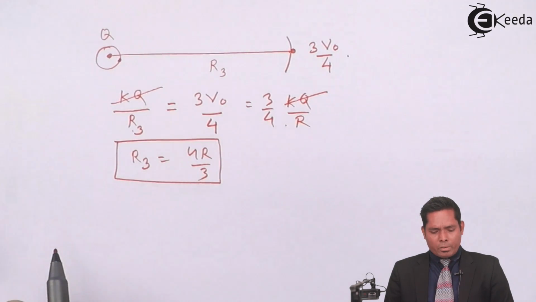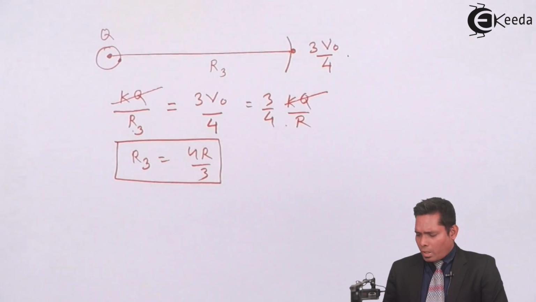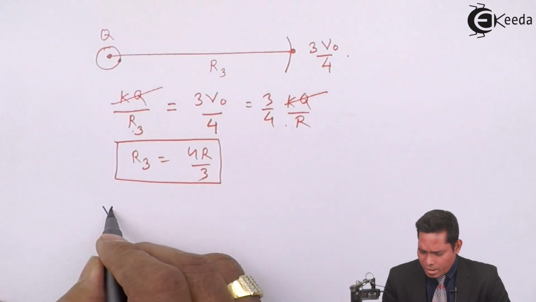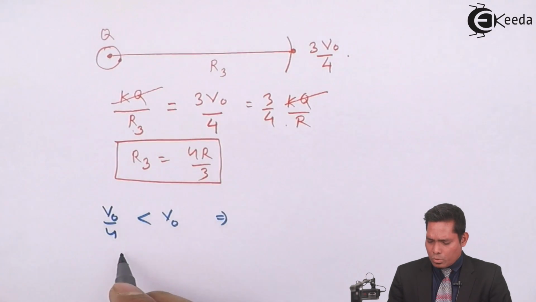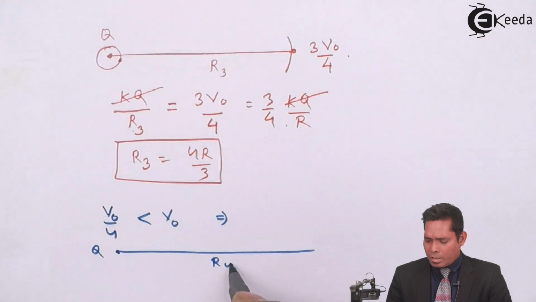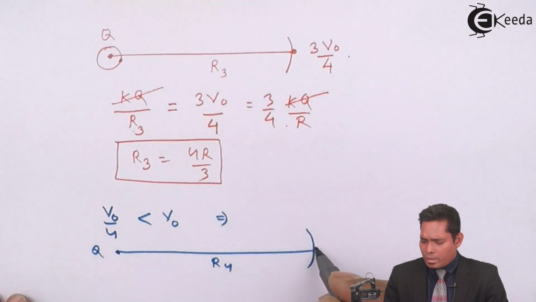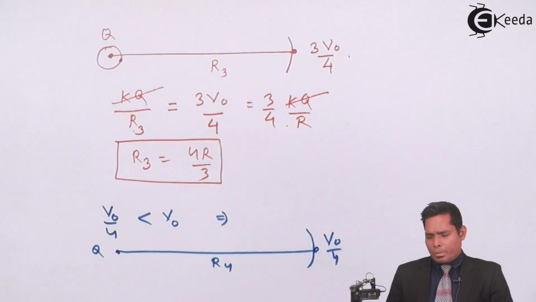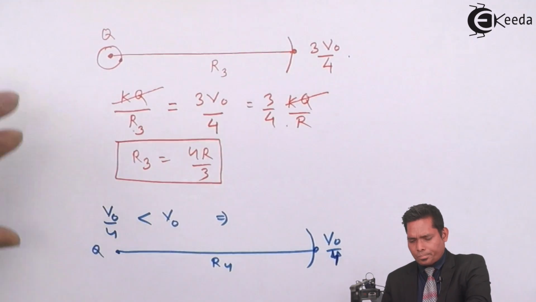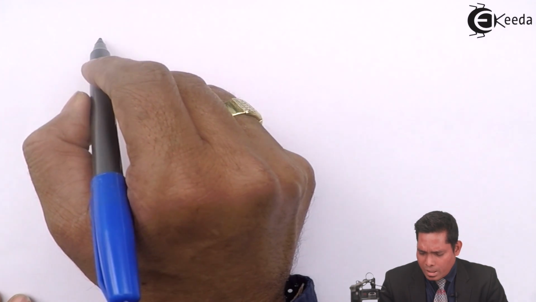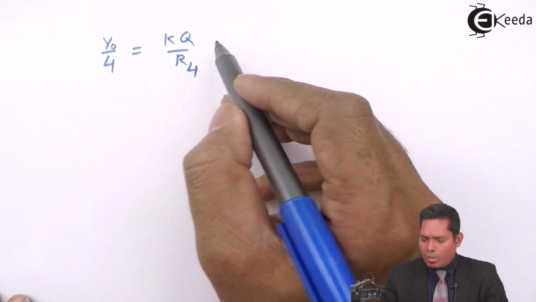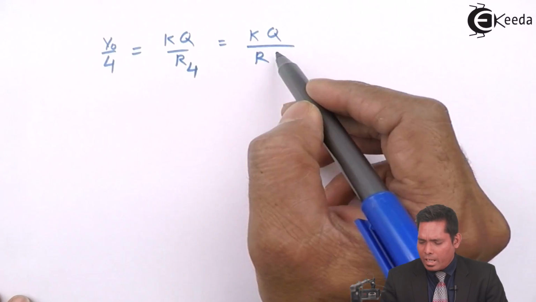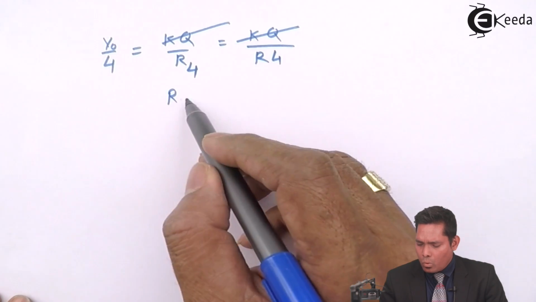Similarly, I have another point which is given as V0 by 4. For V0 by 4, I have another potential surface that is also less than V0. That implies for that point also I'll choose a point charge Q here at a distance, say R4, because that is given in the question. Then here the potential is V0 by 4. I will write the formula that potential V0 by 4 can be written as KQ by R4. V0 is KQ by R, the 4 is there, this cancels out, so R4 is 4R.